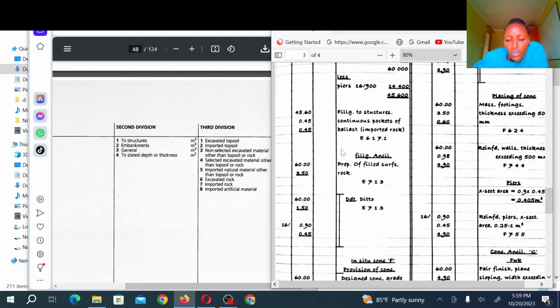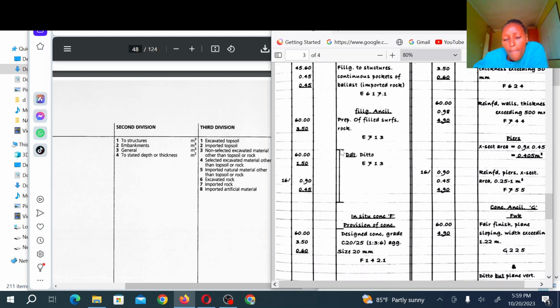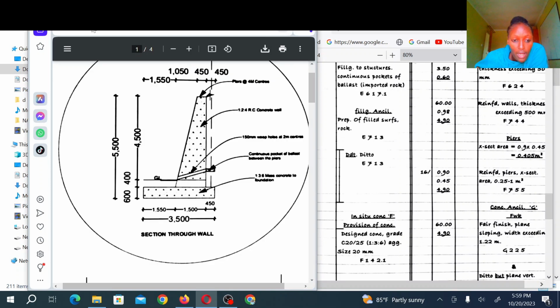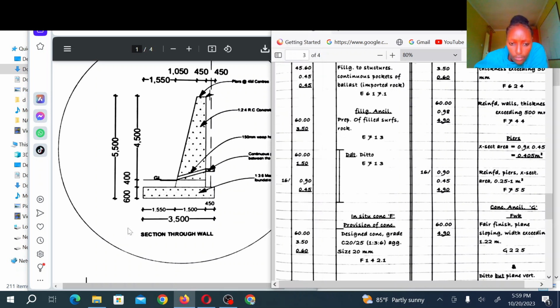So let's go to the next part, which is preparation of field surfaces, the rock. Now we shall go back to our drawing. When we want to prepare the surface for the rock, preparing the field surface, we need maybe to compact it after the filling. We need to measure now filling auxiliaries after filling. We need to compact it. So how do we measure it?